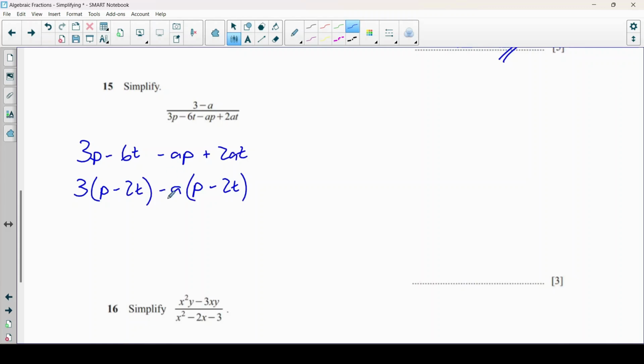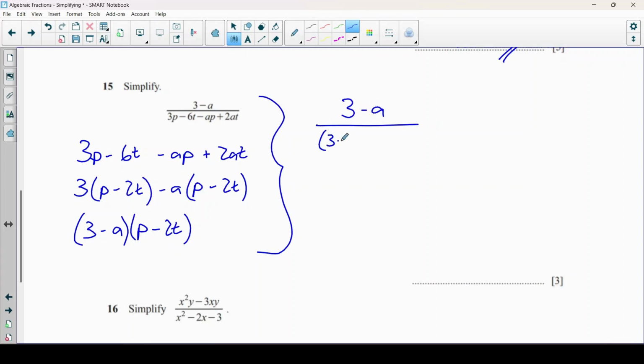If you'd have taken plus a out, you'd have got minus p plus 2t, and then those two brackets wouldn't have been the same, and that's the thing that tells you you've got to take the minus sign out as well. So now to factorise, I get 3 minus a and p minus 2t. Let's put that back into that fraction. So on the top, 3 minus a, and on the bottom, brackets 3 minus a, brackets p minus 2t, and I can divide top and bottom by 3 minus a, and that leaves me with a 1 on the top. So 1 over p minus 2t.